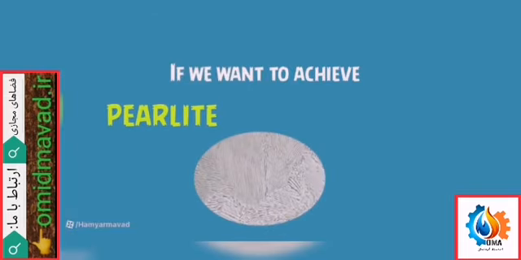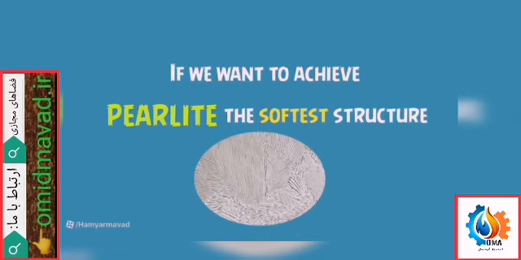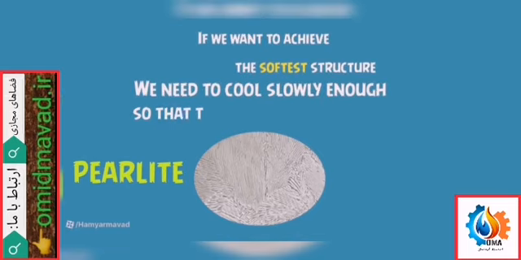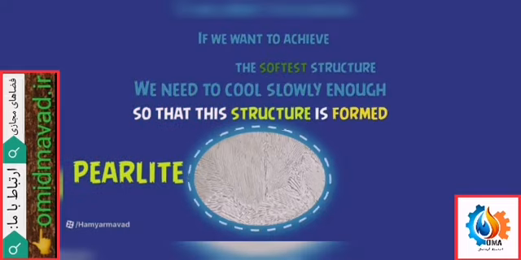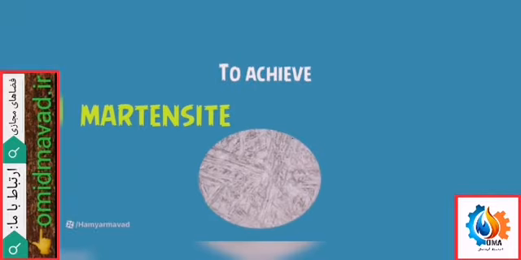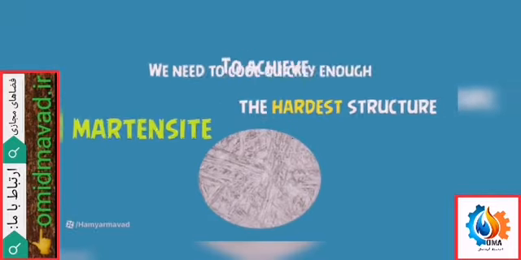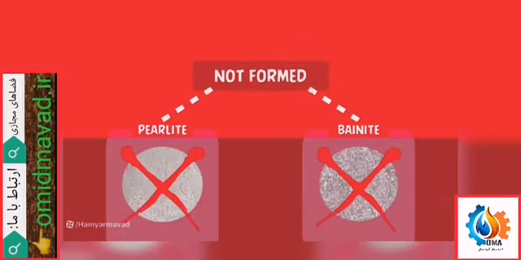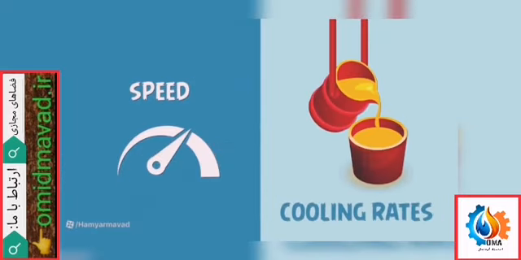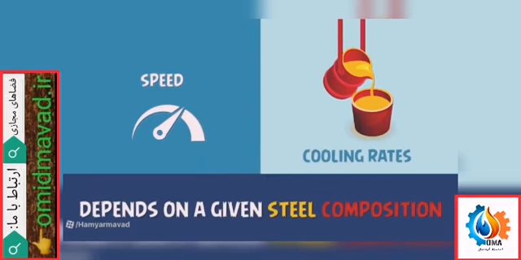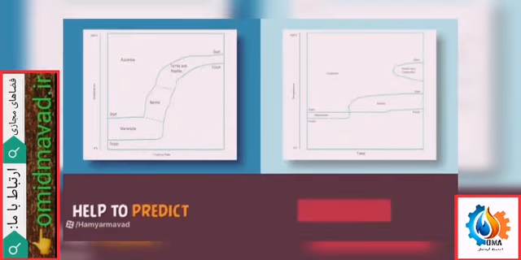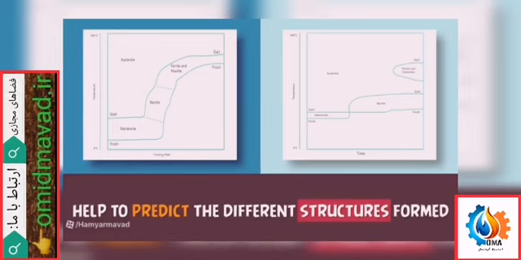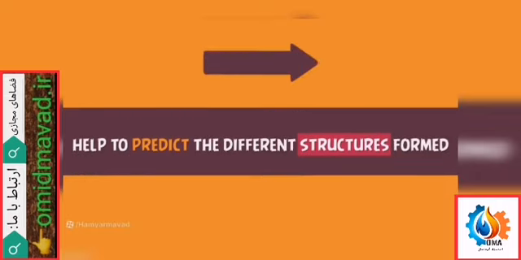If we want to achieve pearlite, the softest structure, we need to cool slowly enough so that this is formed. To achieve martensite, the hardest structure, we need to cool quickly enough to ensure that pearlite or bainite is not formed. The speed of these cooling rates depends on a given steel composition, and there are various diagrams that help to predict the different structures formed. These will be discussed later in this module.